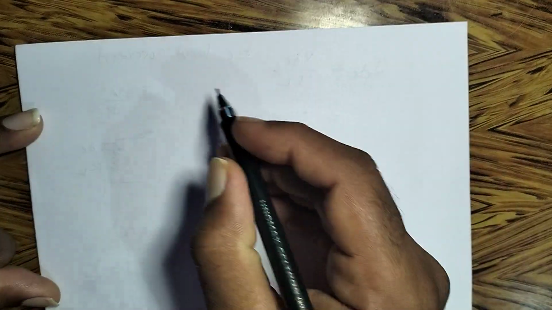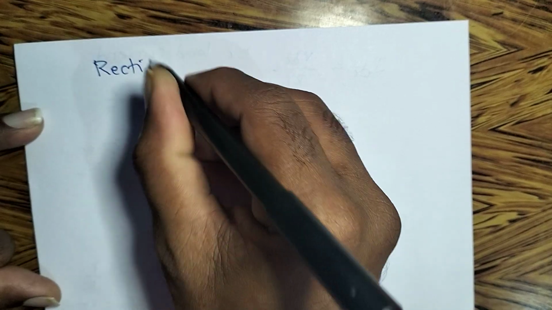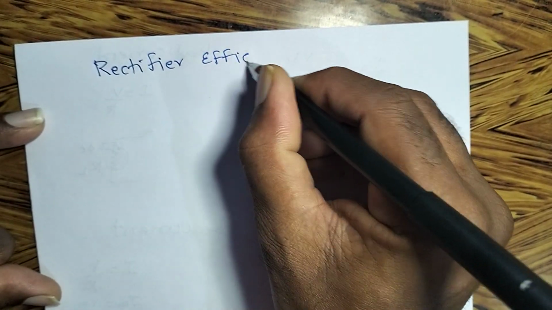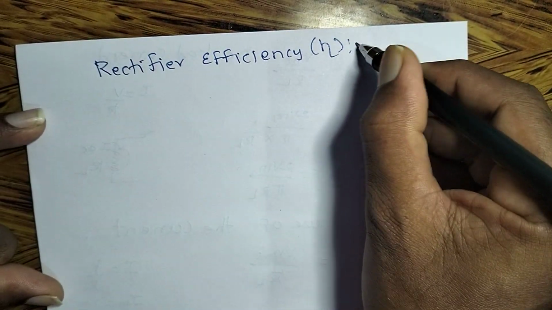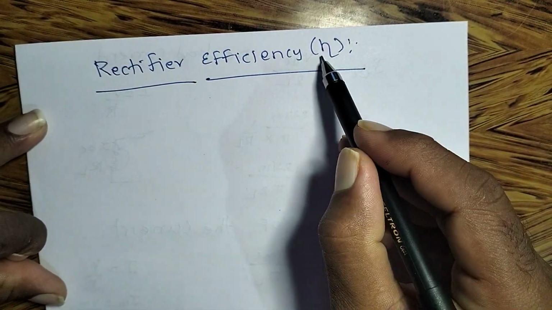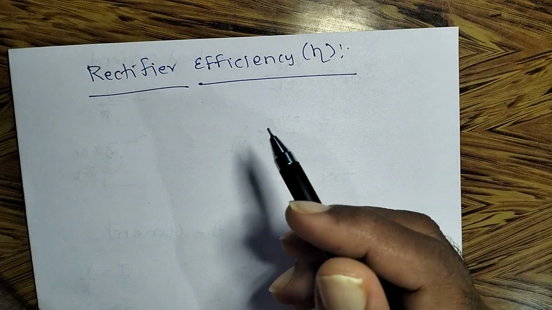Today we are going to cover rectifier efficiency and ripple factor. Okay, in that rectifier efficiency, let's calculate. So rectifier efficiency is denoted by the symbol eta. Now what is rectifier efficiency?